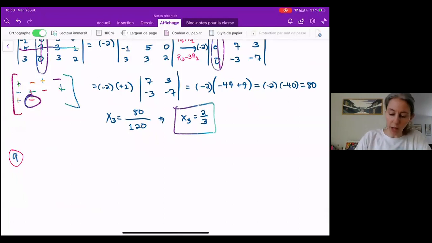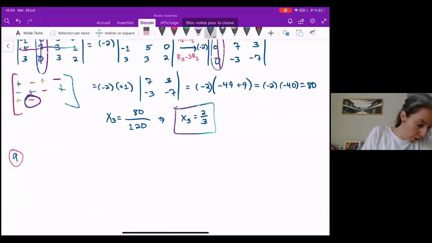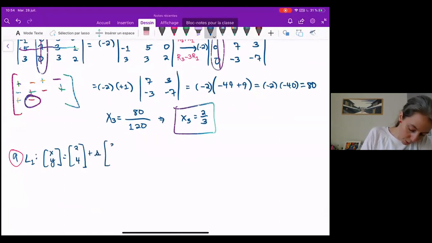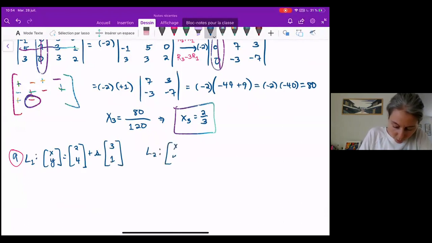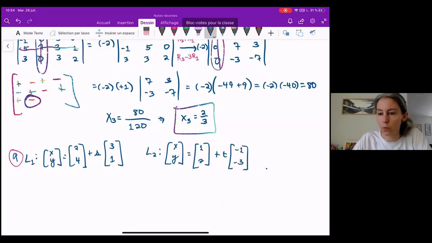Number 9, we're given 2 lines. L1 is (x, y) equal to (2, 4) plus s times (3, 1). And L2 is (x, y) equal to (1, 2) plus t times (-1, -3).